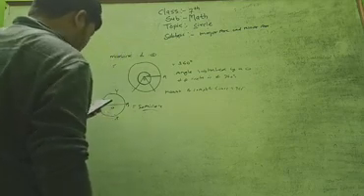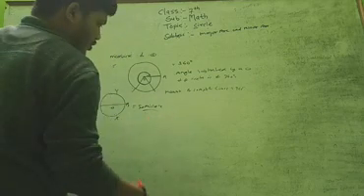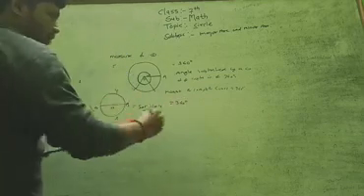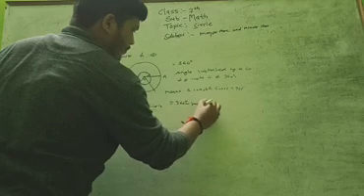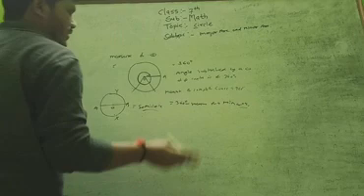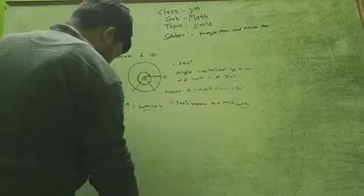Now the measure of a major arc is equal to 360 degrees minus the measure of the minor arc. So in this way we can get the value of the major arc and the minor arc.